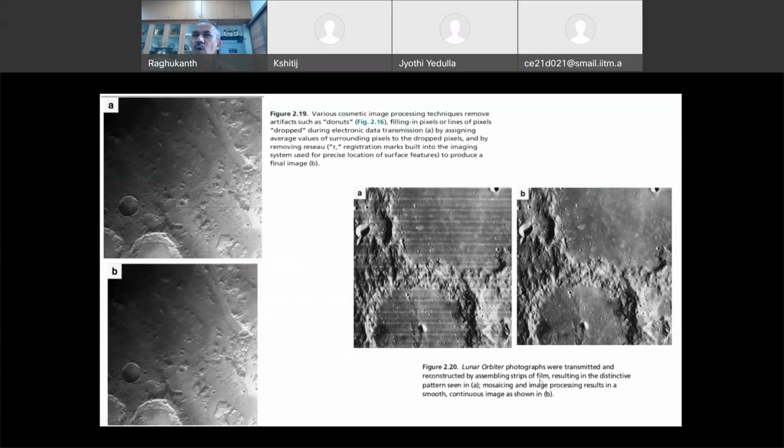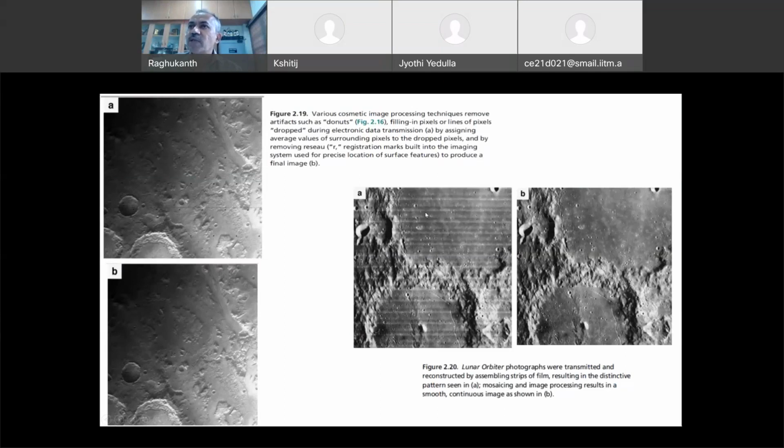So you can see lunar orbiter photographs, strips of the film you followed. That is in A. Then mosaic and image processing result in a smooth continuous image. You can see how the images look in each of these photographs. You can see some lines in this image. These lines have been removed, basically, since several films are there. So this is the processed one, B.